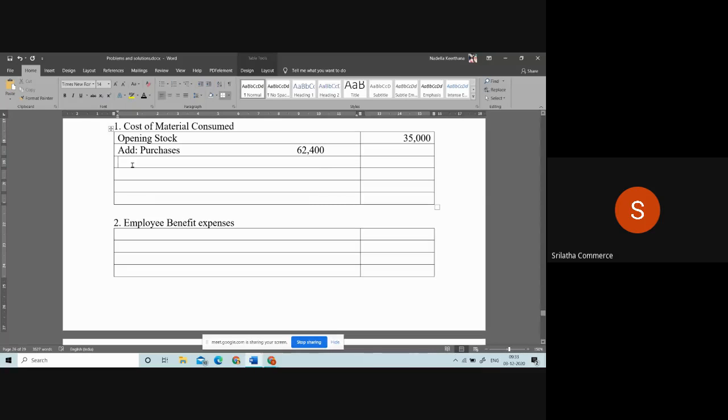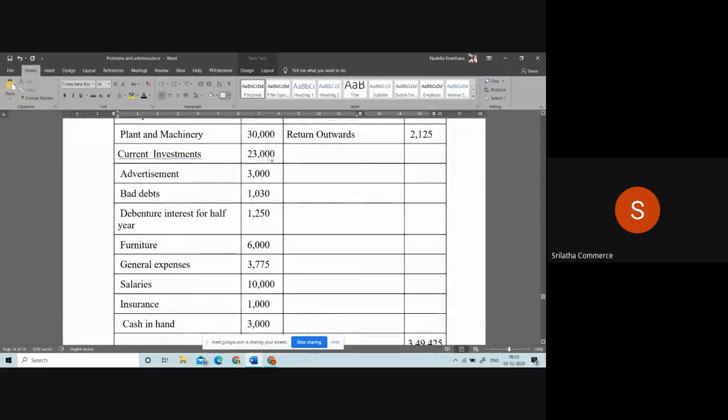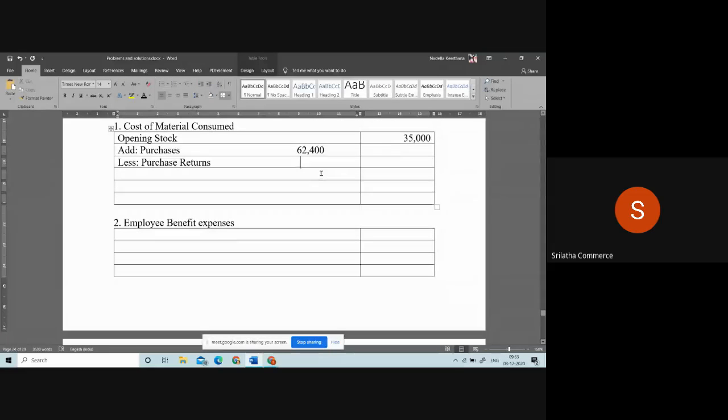62,400, less purchase returns, where you have purchase returns, isn't it? Less purchase returns, given on the credit side, 2,125. Return outwards is nothing but purchase returns. Tell me the final figure, ma. 62,400 minus 2,125. How much? 60,275.